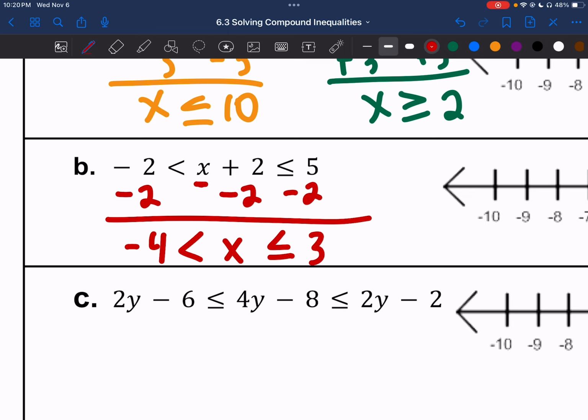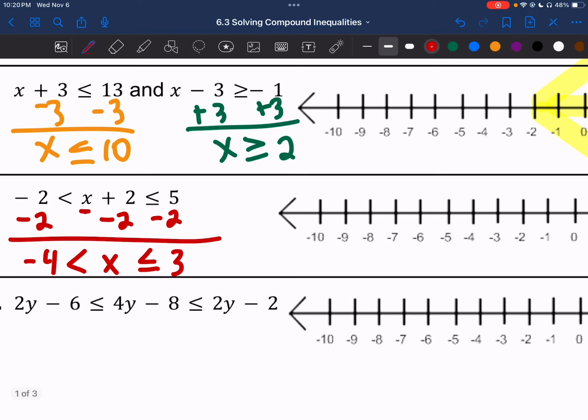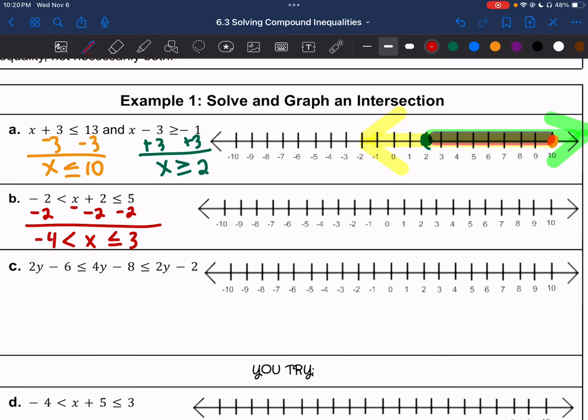So now, when I have it set up like this, I look over at my graph, and now I have my upper and lower limits. I have an open dot at -4, and I know that x is greater than -4, so I'm shading to the right. So I'm going to go ahead and shade to the right from there. And I also know that I'm going to have a closed dot at +3, and I'm going to be shading to the left because x is less than or equal to 3.